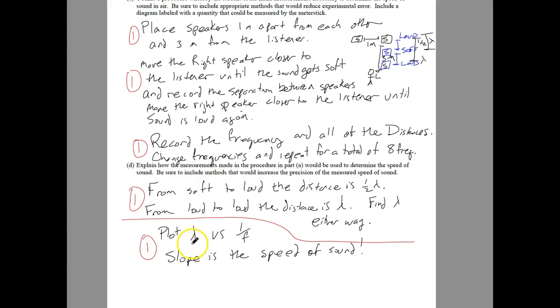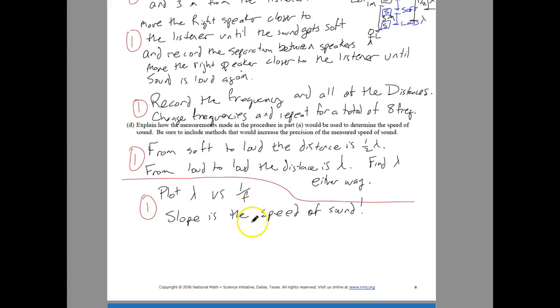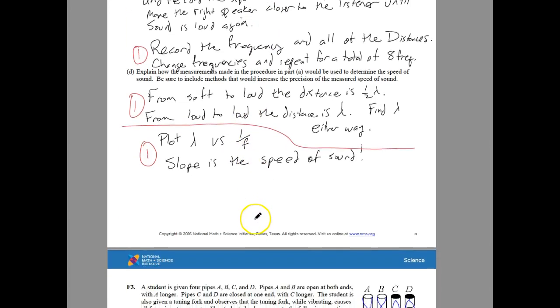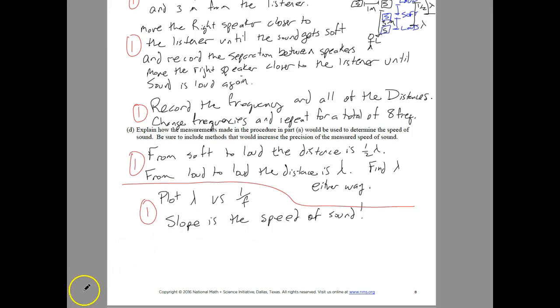And then once again, we have to plot wavelength versus 1 over frequency, and the slope would be the speed of sound. So I really like this question. I'm hoping there's something on the test like this year. If so, you'll rock it. That's 12 points, believe it or not, and it took half the time as the last problem.